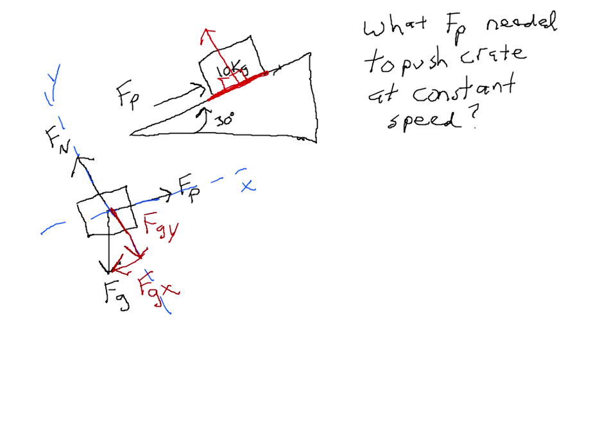Now, we need to resolve gravity into its x and y components. So in order to do that, we need to know one of the angles inside that triangle that I just drew. It turns out you can show with some simple geometry, and I'm not going to go through that geometry right now for the sake of time. I want to get on with the example. But that angle right there is the same as the angle of the incline. It's 30 degrees.